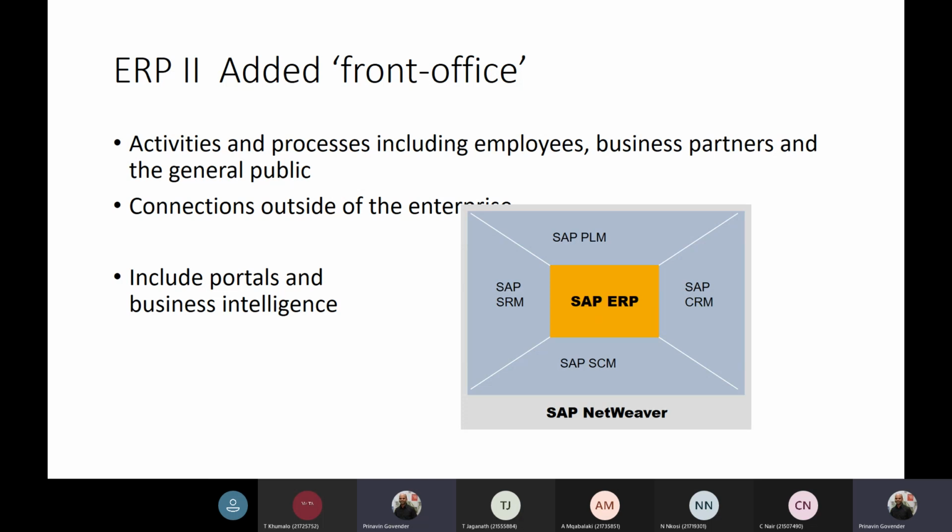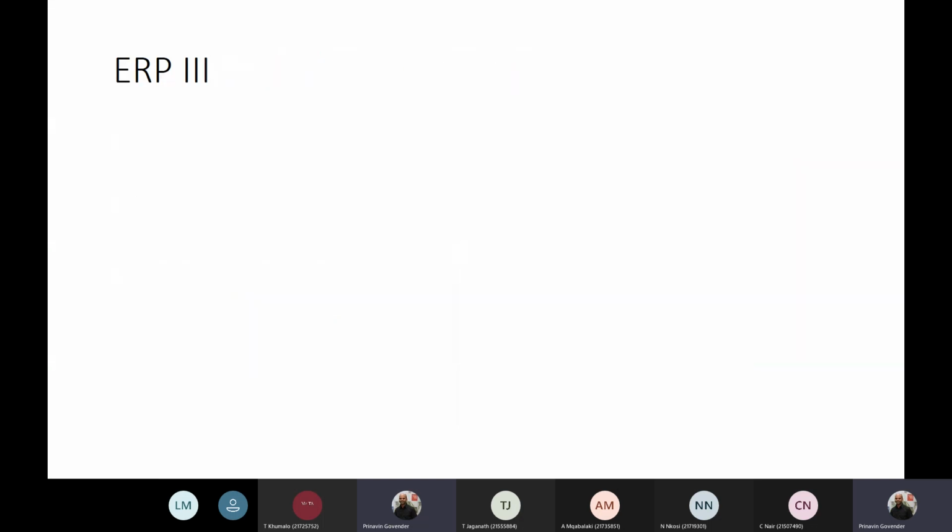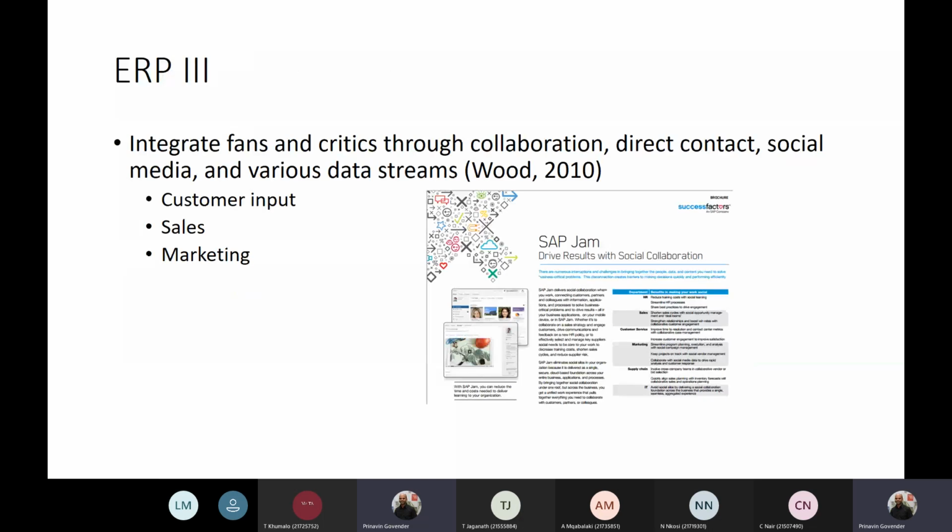What connections occur outside of the enterprise? Now, this is from the SAP University Alliance. That's why you are going to see SAP ERP next to that. Right? I'll talk to you about the vendors. There's another journal article, Wood 2020, SAP Jam Drive Results with Social Collaboration. I'm going to try and find that journal article and hopefully we'll include that as part of our resources.